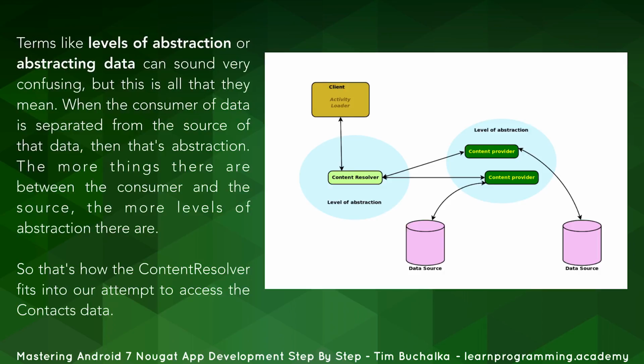Now, terms like levels of abstraction or abstracting data can sound very confusing, but this is all that they really mean. When the consumer of data is separated from the source of that data, then that's abstraction. The more things there are between the consumer and the source, the more levels of abstraction there are. So that's how the content resolver fits into our attempt to access the contacts data.